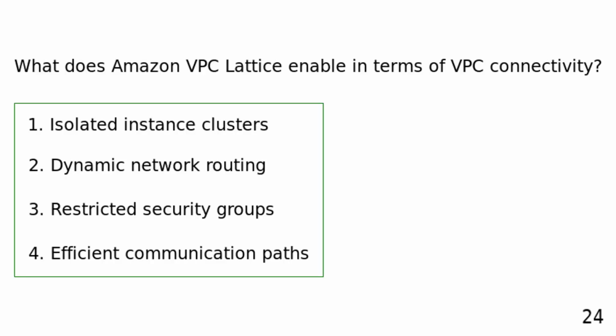What does Amazon VPC Lattice enable in terms of VPC connectivity? Isolated instance clusters. Dynamic network routing. Restricted security groups. Efficient communication paths.